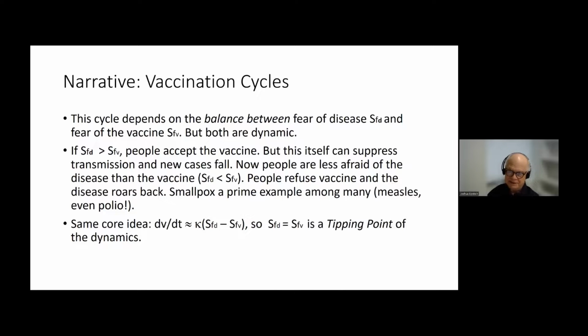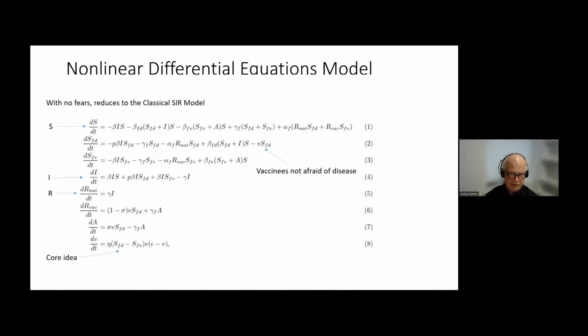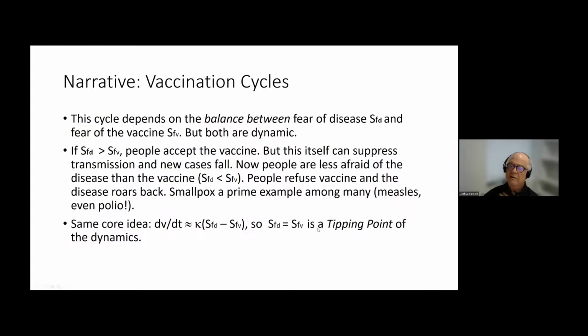Smallpox is among one of these examples, but measles, polio, there's a lot of really arresting cases in which this has happened. But it's the same idea, right? And then now dV/dt is proportional to the difference with a little bit of shenanigans, as you see in the bottom of the equation. But the point where the two fears are equal is a tipping point of these dynamics too, all right?